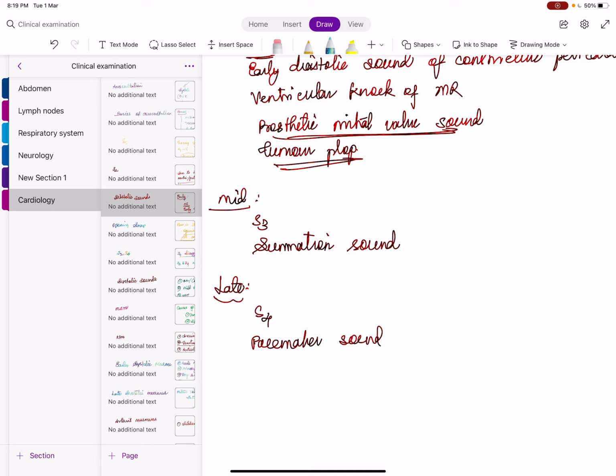In ASD, there is more flow from the left to the right, so more flow to the right ventricle, so more flow to the pulmonary artery. So the pulmonary trunk will dilate. A dilated pulmonary trunk will produce a loud sound, right? So in ASD, just due to the dilated pulmonary trunk, even without pulmonary hypertension, we can hear it. The same mechanism applies to VSD because there is increased flow through the pulmonary valve. And remember one condition called straight back syndrome.